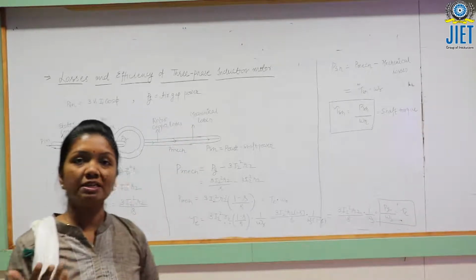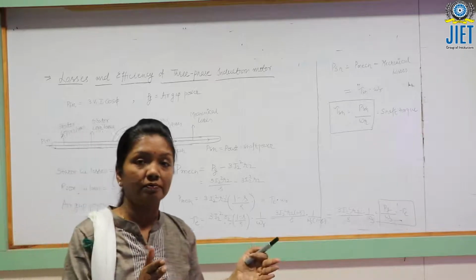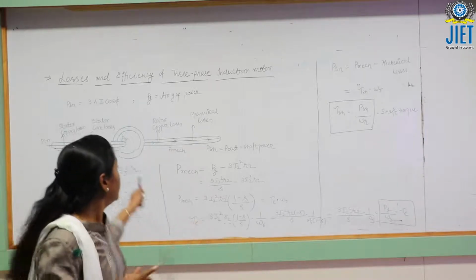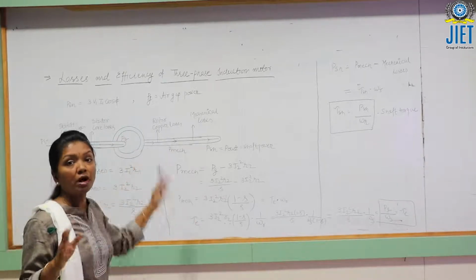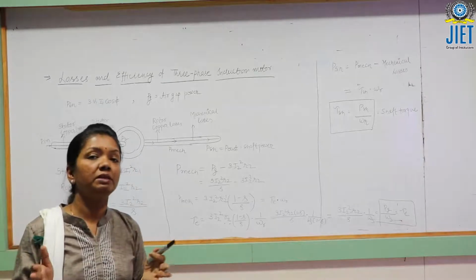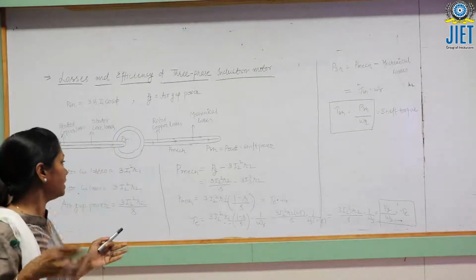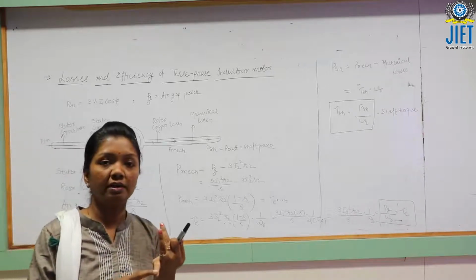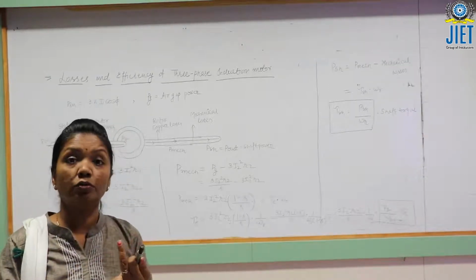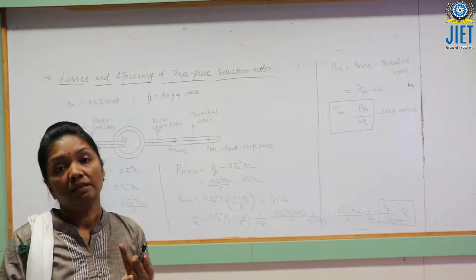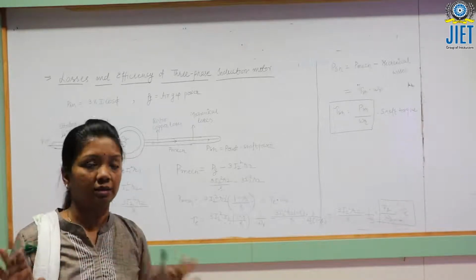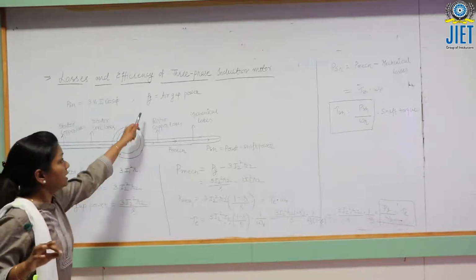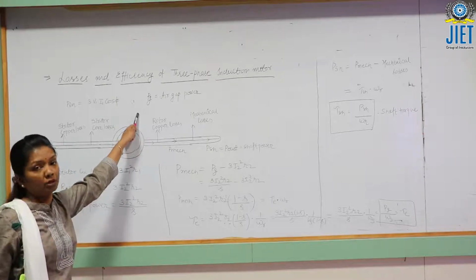This PG is the output of the stator, or it is the input to the rotor, or it is the power which is available in the air gap. So all three are the same. We need not confuse the power which is the output of the stator, the power which is the input at the rotor, and the power which is there in the air gap. All three are the same. And this is known as air gap power, and this power is very important.